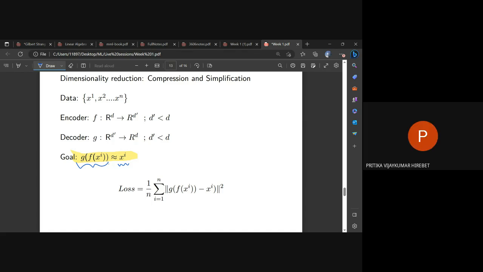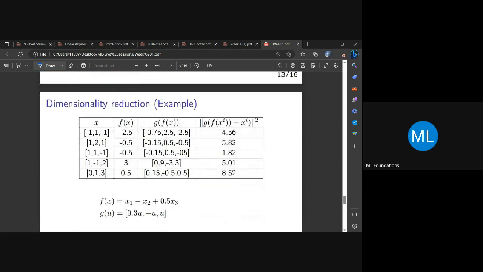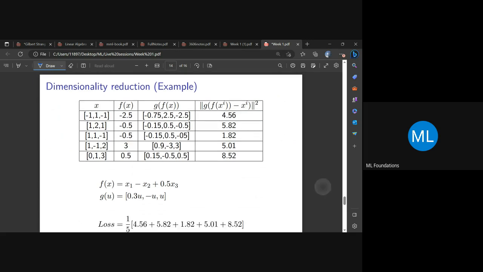Ma'am, I'm not able to understand how this particular thing works in a real world scenario. You will study it in week 7. You will come across it. No need to worry about it. So dimensionality reduction you will study in week 7.